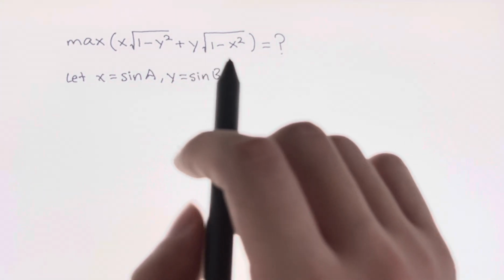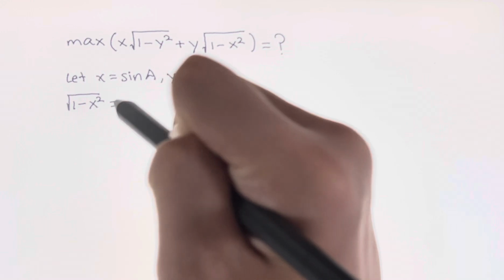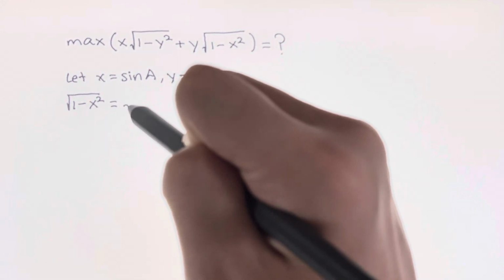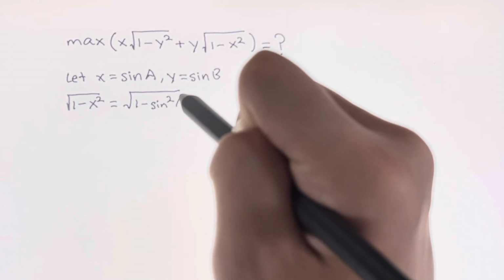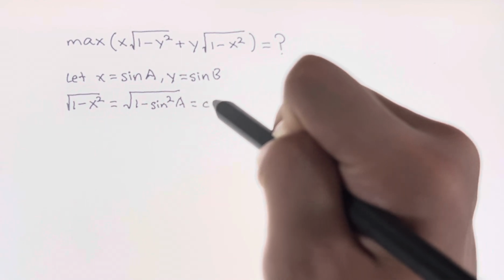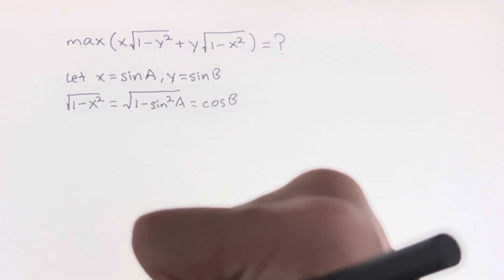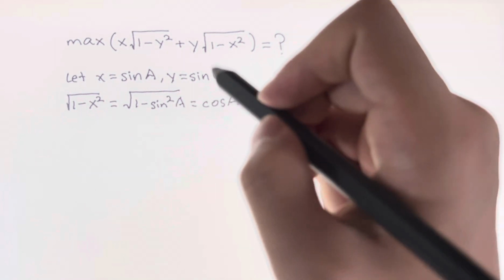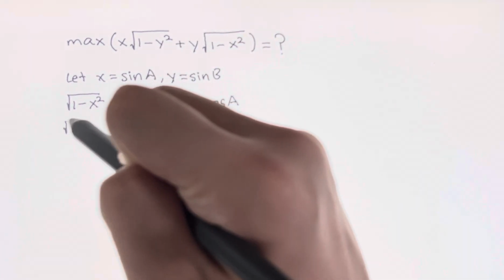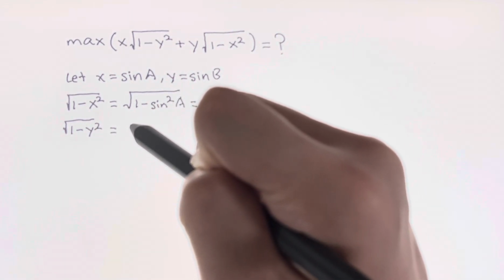Now, the square root parts can become cosines. Square root of 1 minus x squared equals the square root of 1 minus sine squared A, which equals cosine of A, because we know that sine squared A plus cosine squared A equals 1. In the same way, we can get that square root of 1 minus y squared equals square root of 1 minus sine squared B, which is cosine of B.